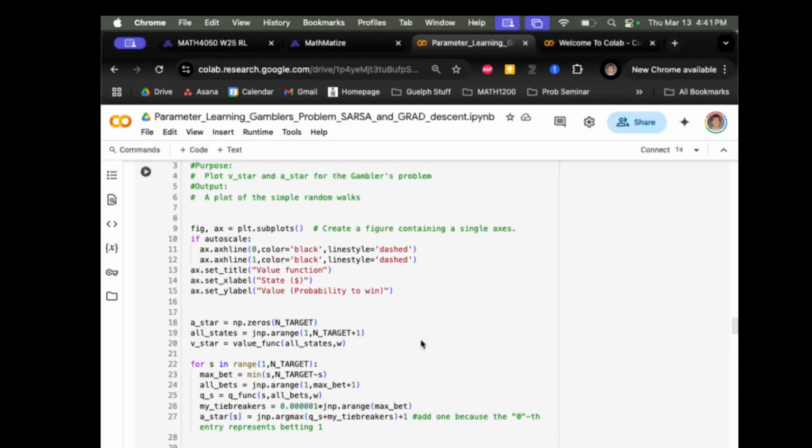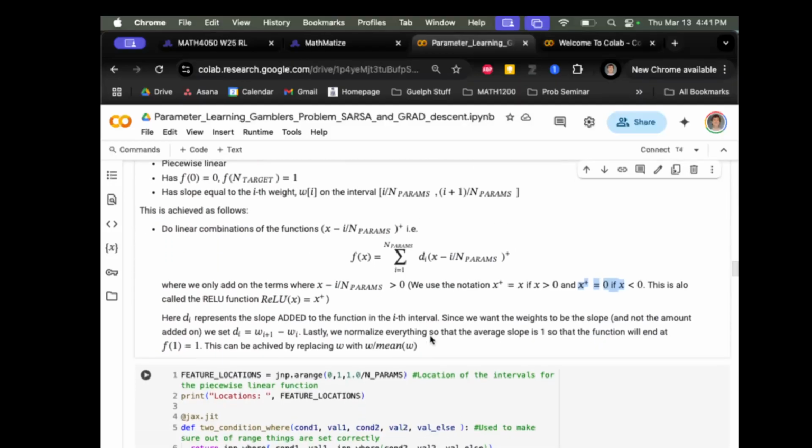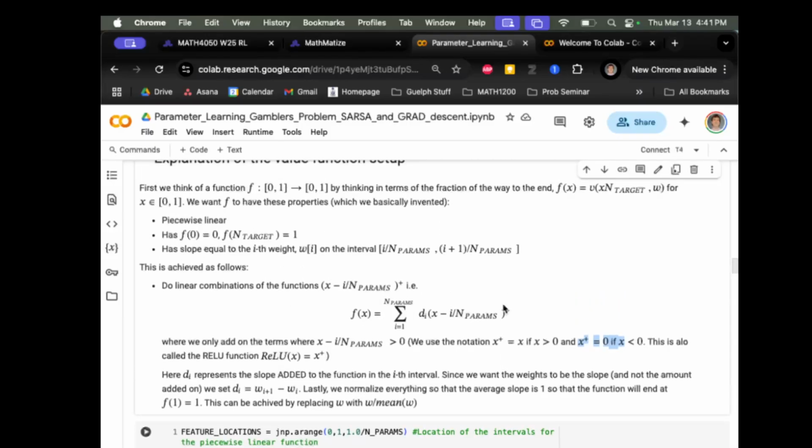Very technically, this is what people call a spline. But this is not a cubic spline. This is like a linear spline, which probably the stats people would laugh at you for. But that's what it is. So here's the description. It's piecewise linear, has f of 0 equals 0, f of n target equals 1, and it has a slope equal to the ith weight on the interval i over n to i plus 1 over n. And that's how I set it up.